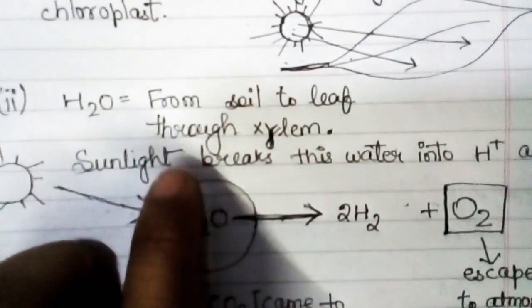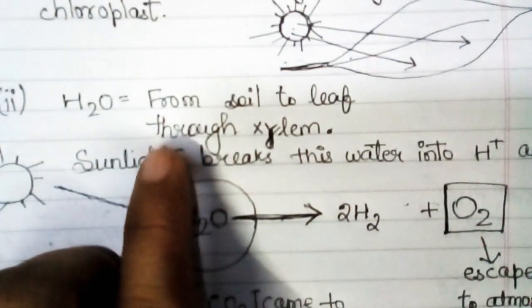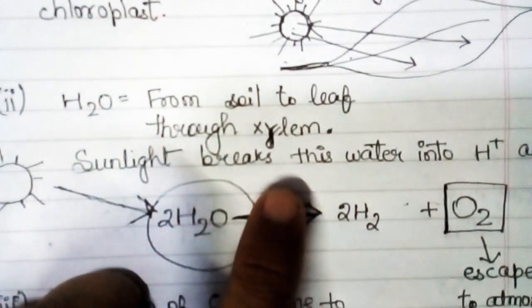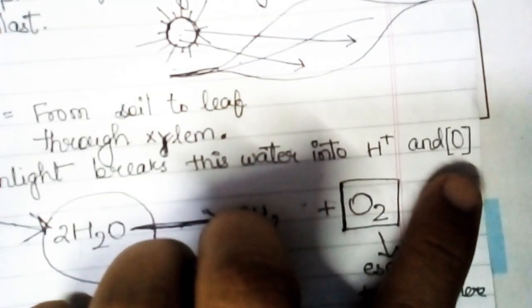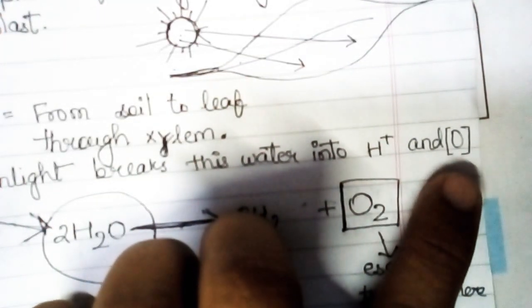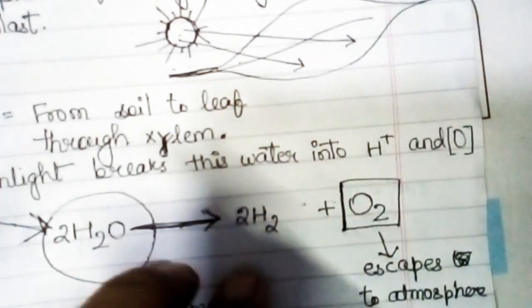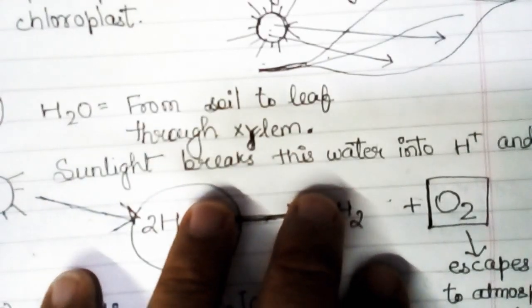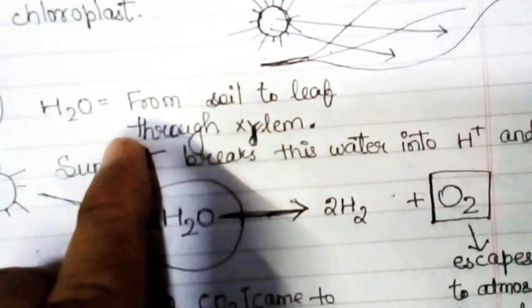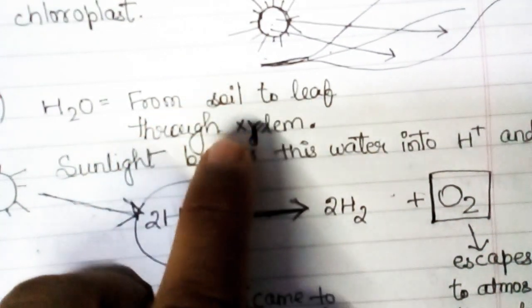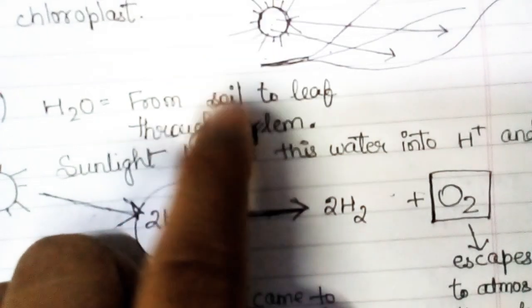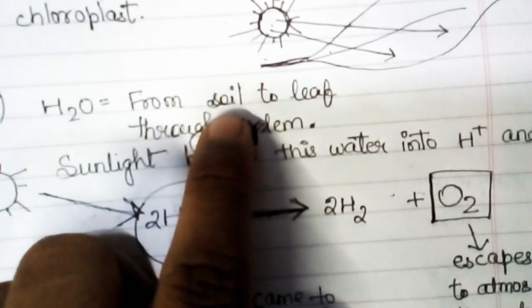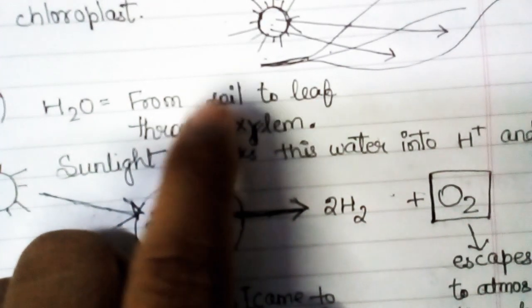The second step says that water is broken into hydrogen ion and oxygen molecule. Okay, so water is broken into, but first of all we will see from where the plant gets water. So a plant gets water from the soil. Okay, plants get water from the soil.